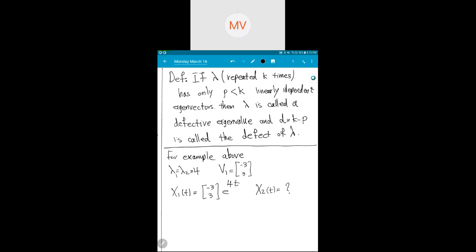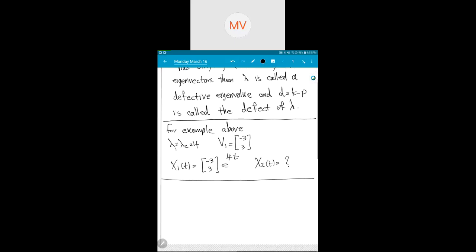If you think like chapter 5, when it was a repeated root, what did we do? We multiplied it by t, right? So someone might say, go ahead and put a t right here, and that would be the second solution. Okay, let's try that, and see, maybe it works. But if it doesn't, we try something else.